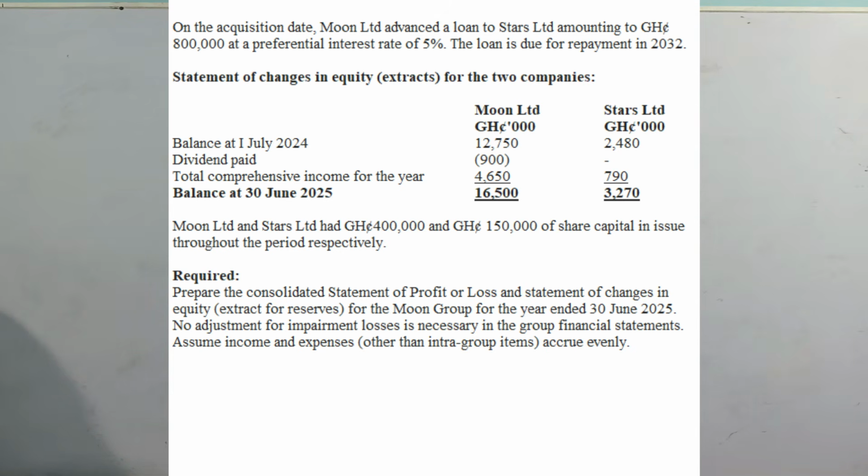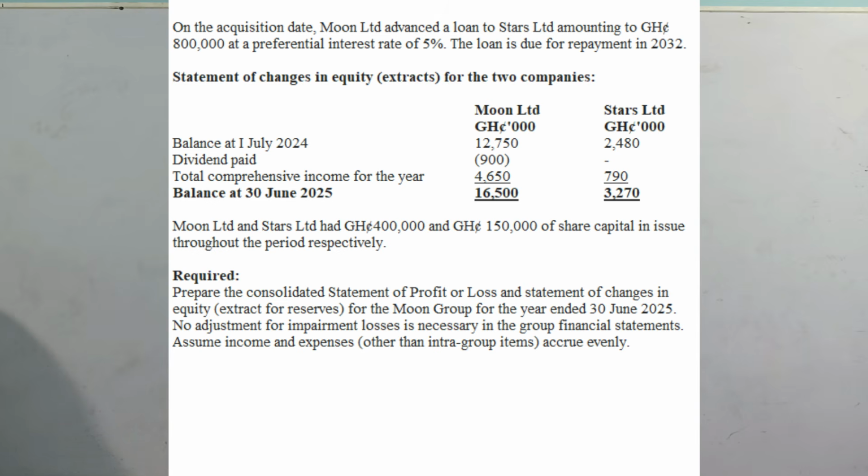We have, for Moon Limited and Stars Limited, figures in thousands of cedis. Balance as at 1st July 2024. So the opening balance is 1st July 2024. We have Moon at 12,750 and Stars at 2,480. Then there is dividend paid, 900 for Moon, nothing for Stars.